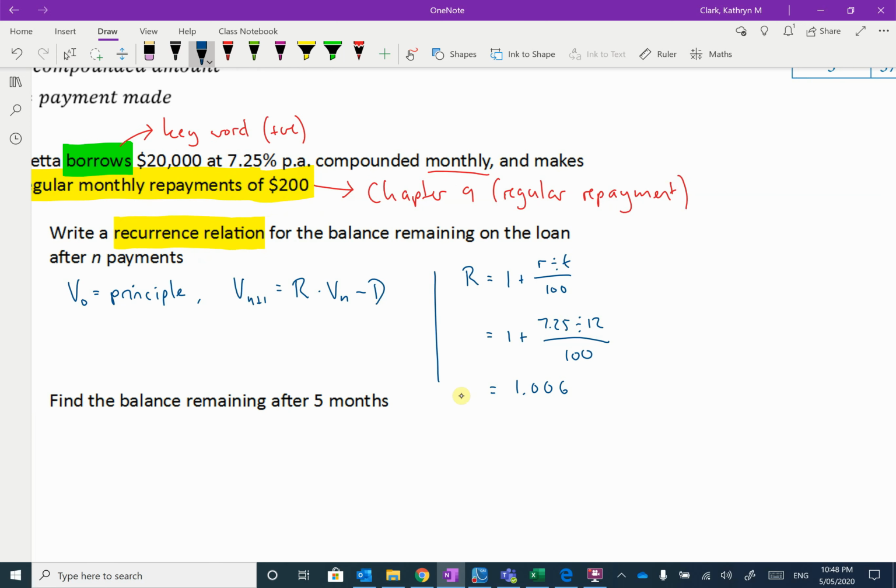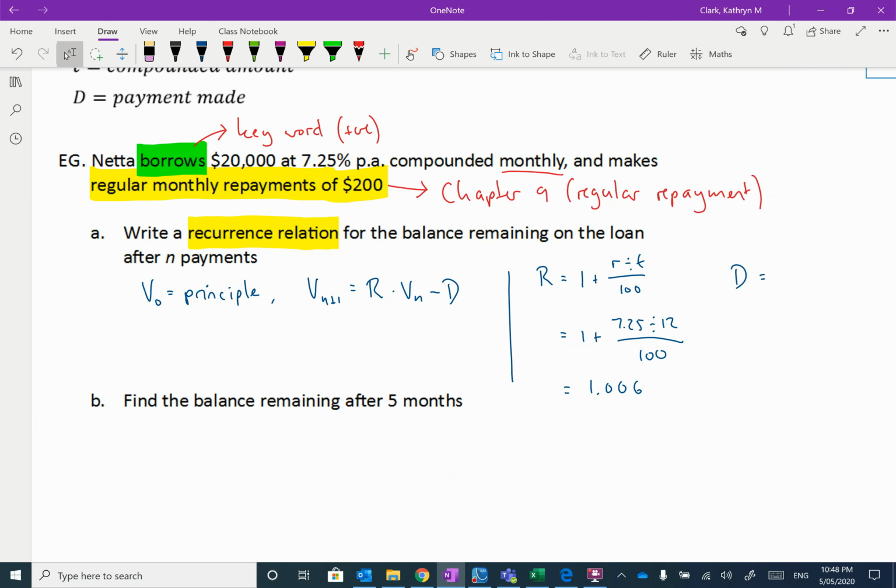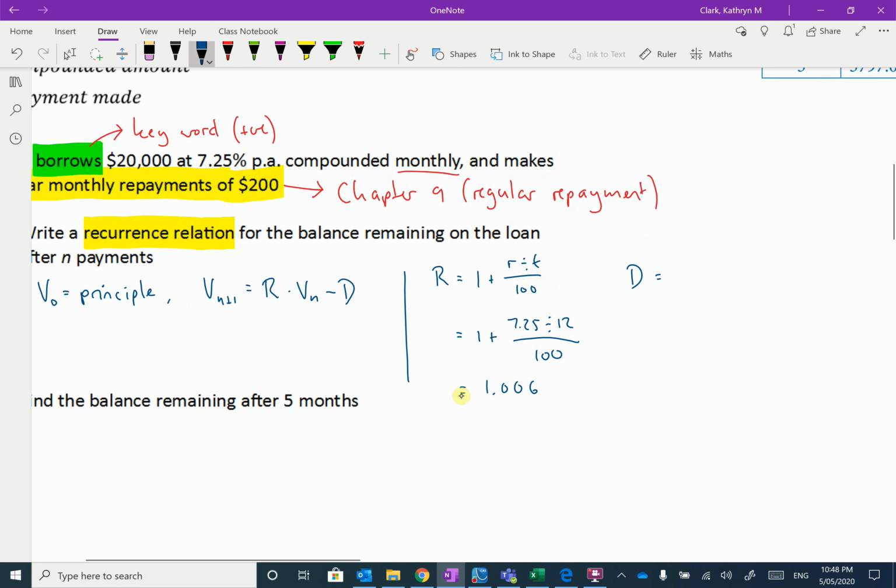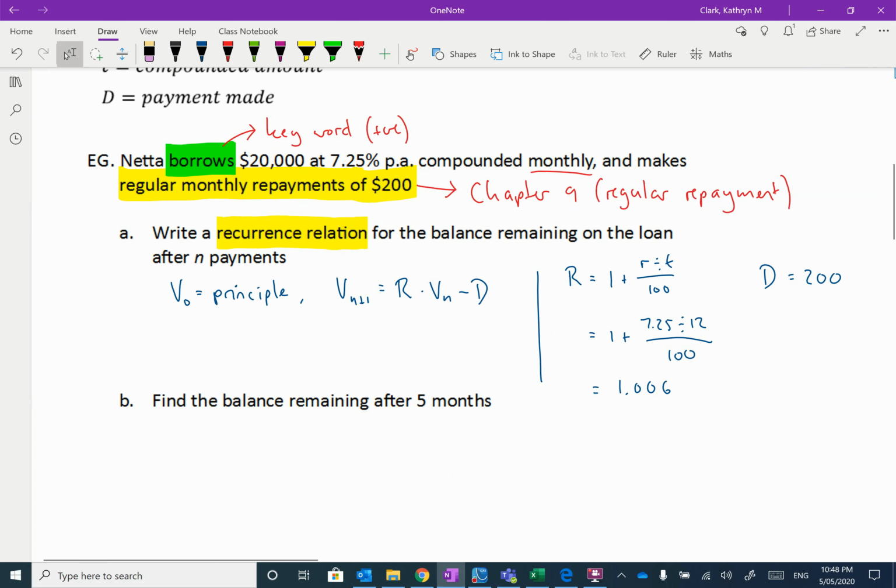My D value is just the amount of the repayment, which in this case, we're told is a regular repayment of $200. So now I'm going to put my R value, my D value, and the principal into my equation. My principal is the amount that I'm borrowing, which is 20,000. For Vn plus 1, I'm going to substitute in my value for R, 1.006 Vn, and I'm going to subtract the amount of my payment, which is 200.